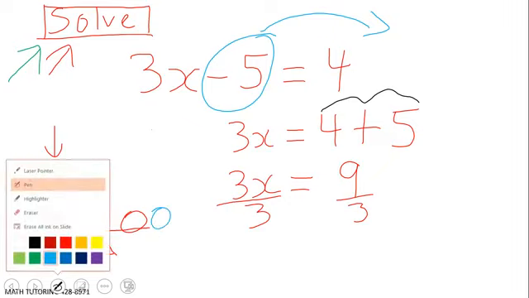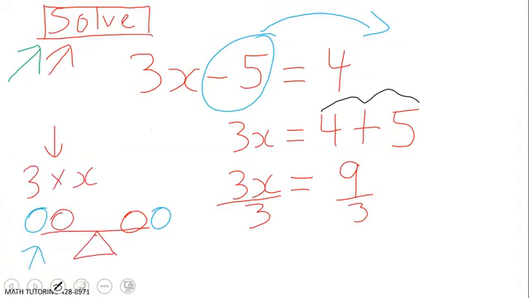All right, so we divide both sides by 3. And what is 3 divided by 3? Indeed, 3 divided by 3 is 1. And so we're left with just x equals what? 9 over 3. But what is 9 over 3? 9 over 3 is indeed 3.